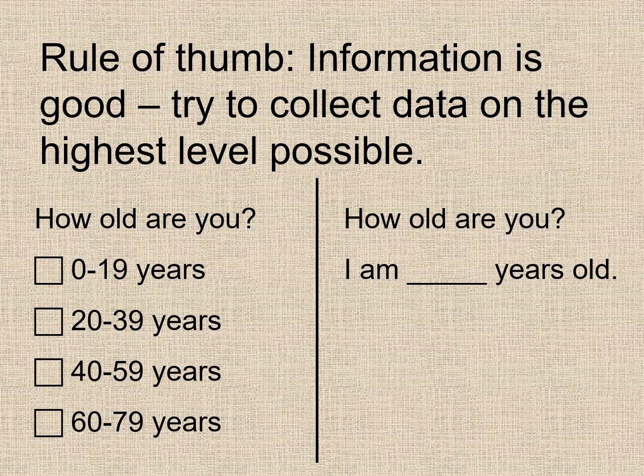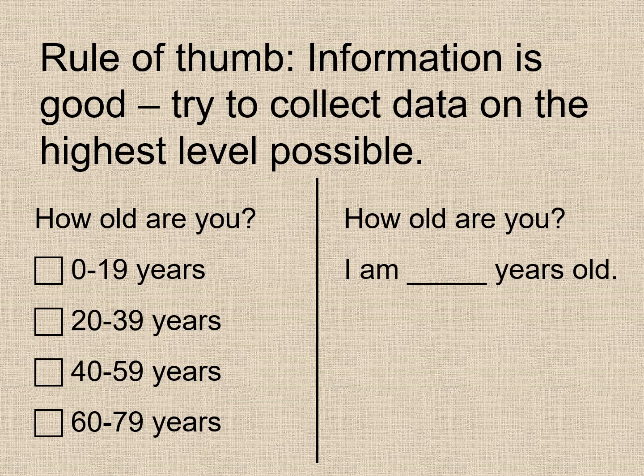As a rule of thumb, we like information. We think information is good. So if you can choose, we always try to get data on as high a level of measurement as possible. So for instance, if we want to know what age people are, maybe we want to do some kind of calculations with age involved. Maybe we want to correlate age with something else, life satisfaction or something else.